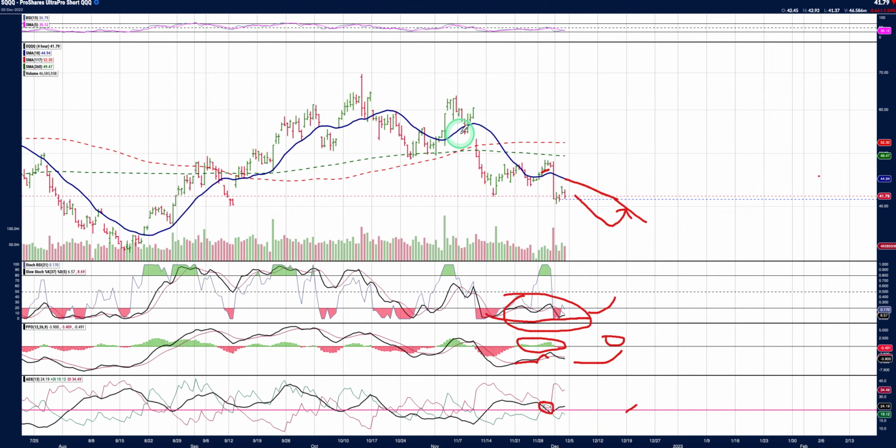So again, that's how you time your entry using these 3 tools into SQQQ. Do be careful out there.